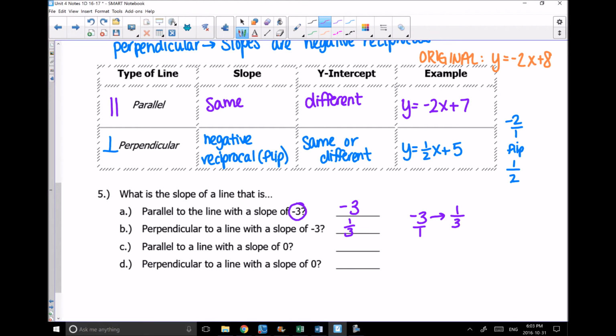Okay? Now, if it's parallel to a line with a slope of 0, the slopes are the same, so it's going to be 0. But perpendicular to a line with a slope of 0, I take 0 over 1, I flip it, I get 1 over 0, which I cannot do, so we end up getting an undefined slope. And this should make sense to you, because if it has a slope of 0, it's a horizontal line, and if it has an undefined slope, it's a vertical line, and these lines are definitely perpendicular to each other.